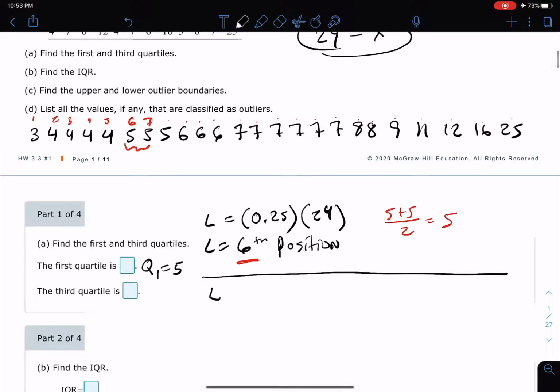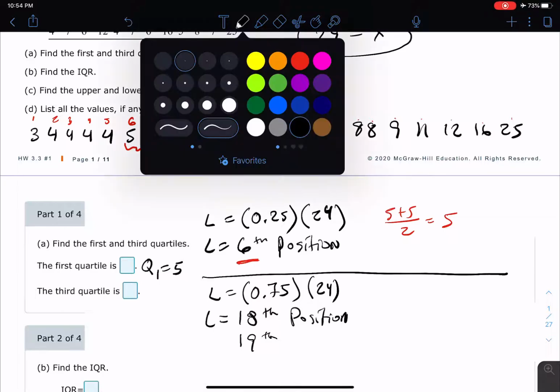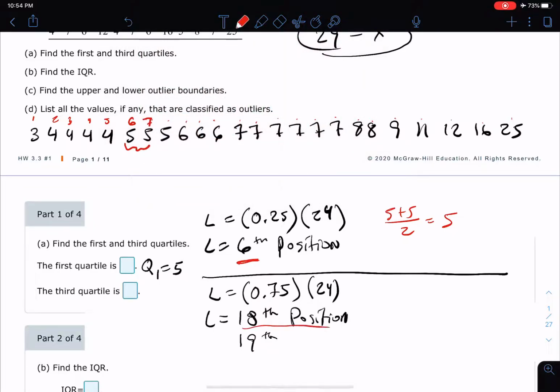Let's do this again for the third quartile. I need to find this L value, which is just the position. I'm looking for the third quartile, so 3/4 is 75, so 0.75 times 24 data pieces. When I multiply that, I get 18. 0.75 times 24 is 18. A whole number again. Now remember, this is the 18th position, and because it's a whole number, we look at the 18th and the next one, the 19th. Let me get my color red out. I need to look at the 18th and 19th.